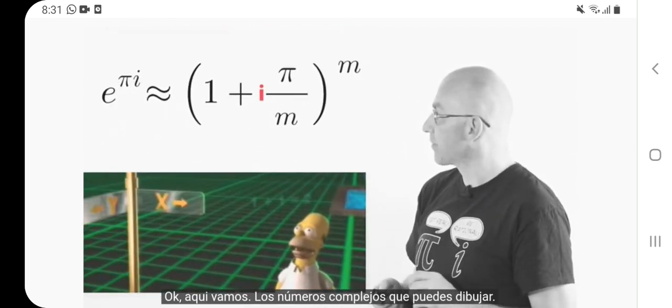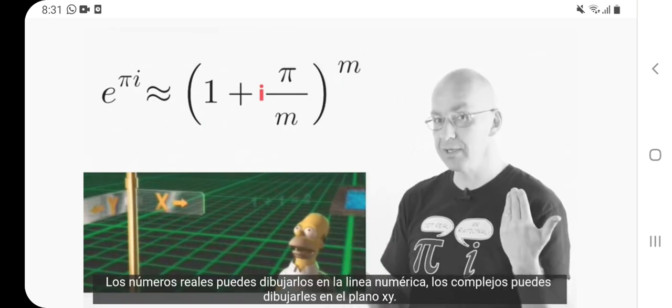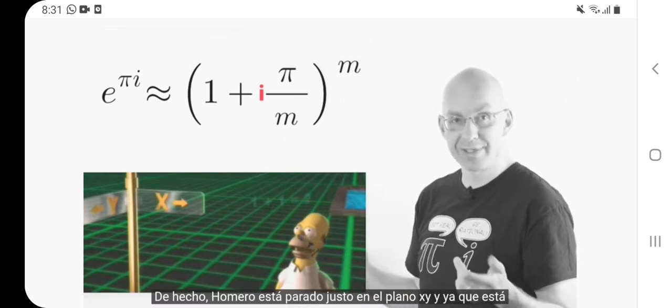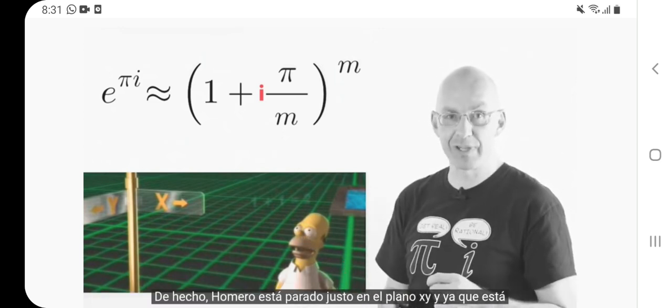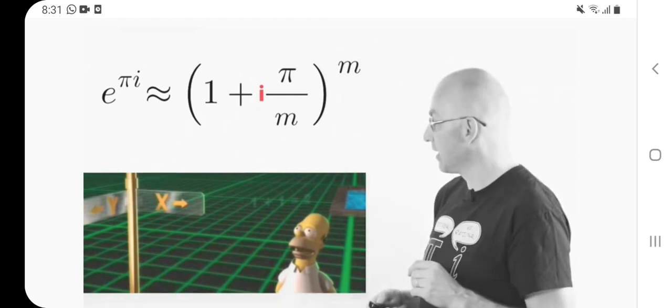Okay, so here we go. Now, complex numbers you can draw. Like real numbers you can draw on the number line, complex numbers you can draw in the xy plane. Actually, Homer stands right on top of the xy plane, so we might as well use it, and he can really relate to it at this point in time.